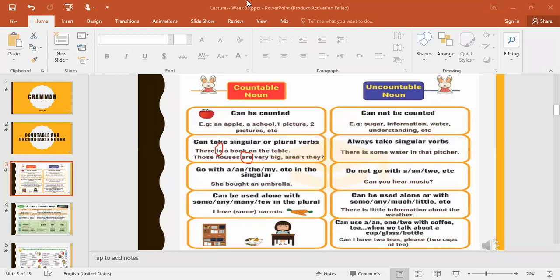Any question? Is this clear? No. Yes. Okay. Now, we move to the fourth difference.